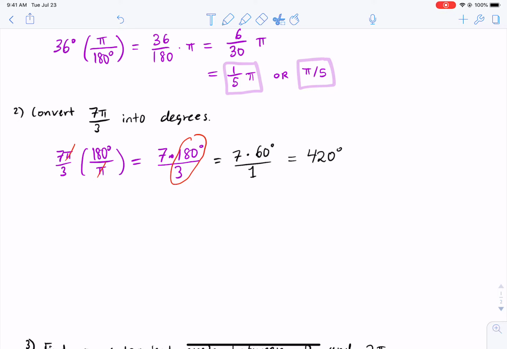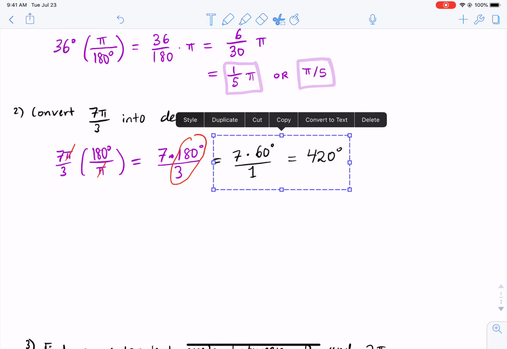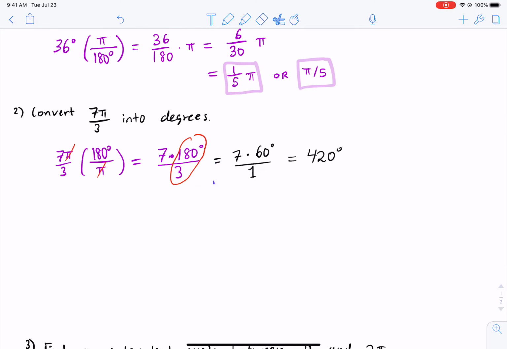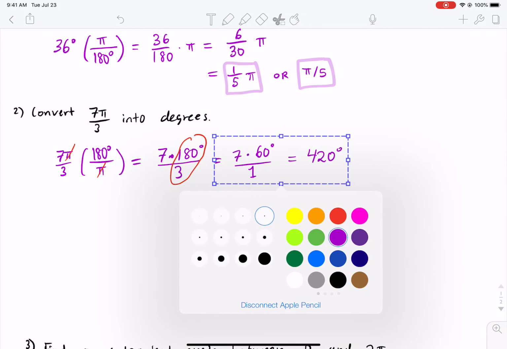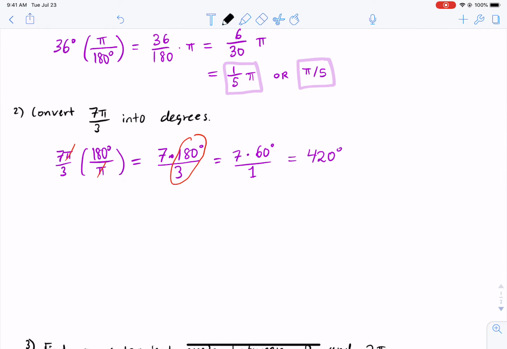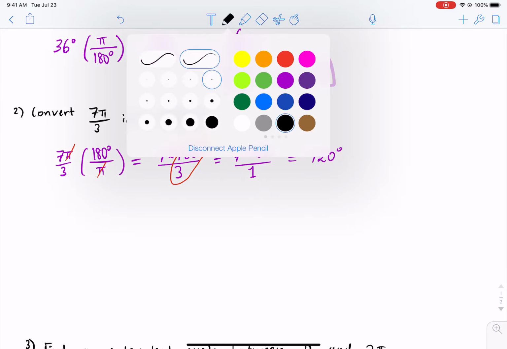Let me see if I can change the color. Yeah, there we go. But here's an extra question, right? Additional question.